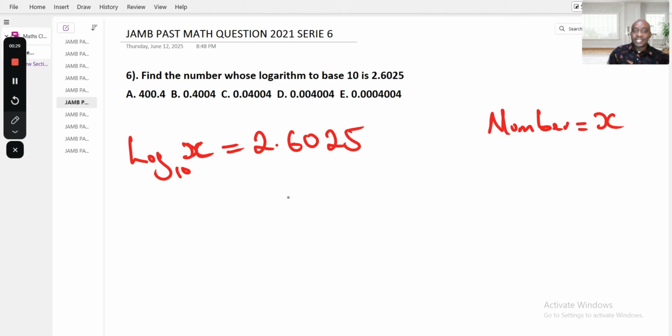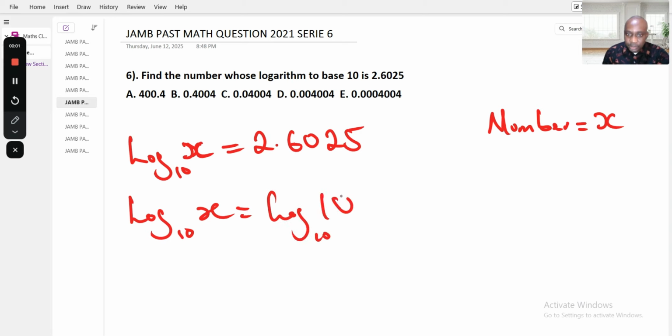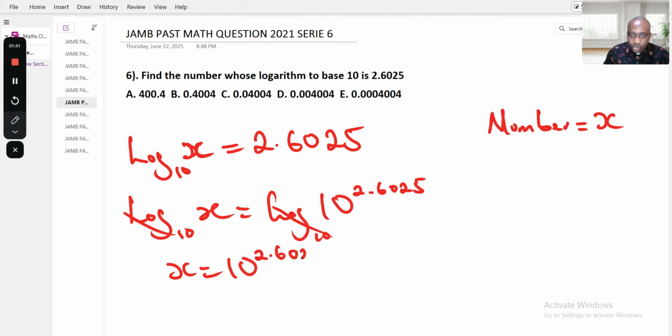2.6025, isn't it? Now to substitute for this one, let's change this 2.6 to log 10 as well. I'll say log 10 x equals log 10 raised power 2.6025. Now let's cut out the log 10. Log 10 we cut out. It will remain only what? x equals 10 raised power 2.6025.